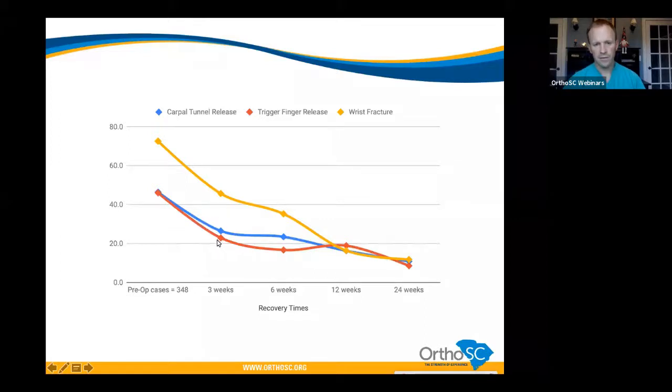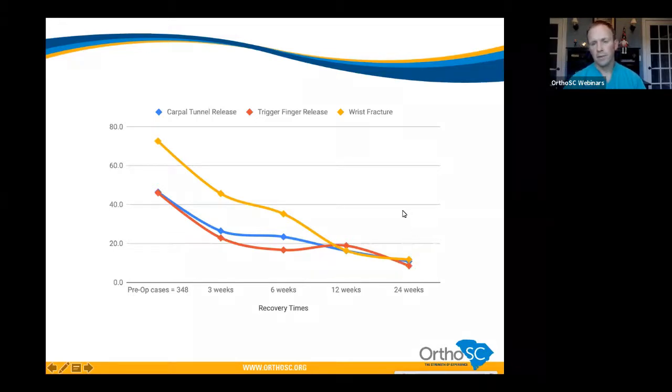And then you can see by 3 weeks, things start getting better. And then by 6 weeks for carpal tunnel or trigger finger, most people are getting close to the normal population where we said the score is about 15. And then for a wrist fracture, you can see it takes a little bit longer, up to 24 weeks. So that's about 6 months.